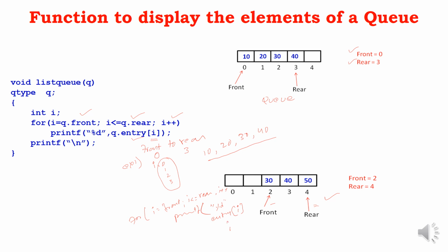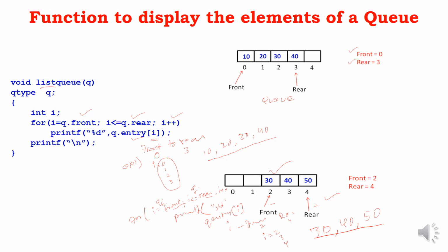Front is 2, rear is 4. So i is 2, 3, 4. When i is 2, 30 is displayed. When i is 3, 40 is displayed. When i is 4, 50 is displayed. So 30, 40, 50 will be displayed. So for i assigned to front, i less than or equal to rear, i plus plus, where front and rear are members of q, it is used as q dot front, q dot rear and q dot entry.